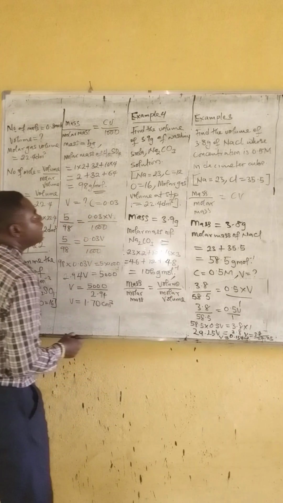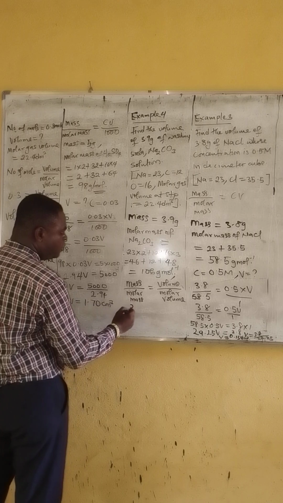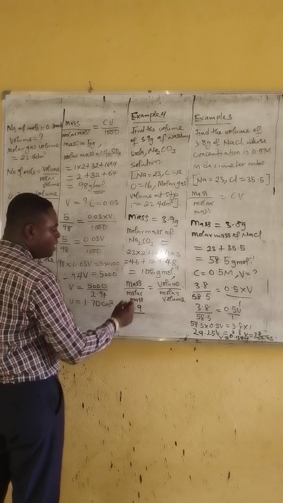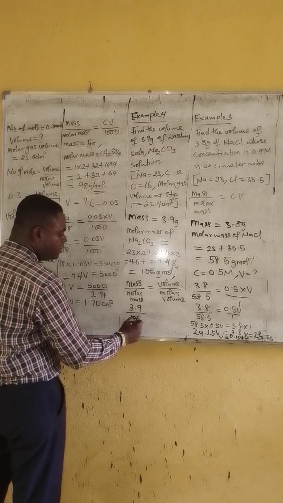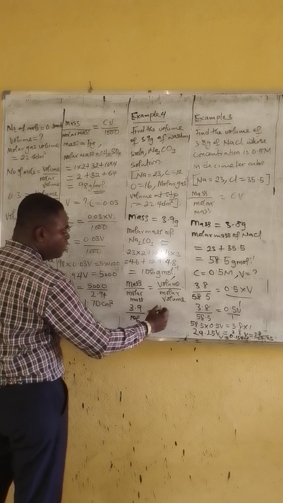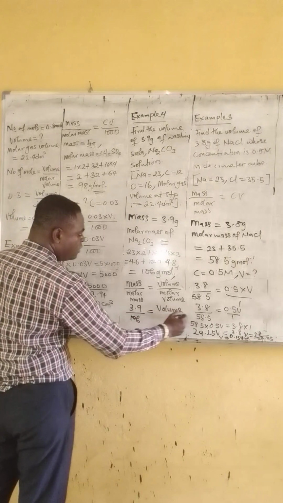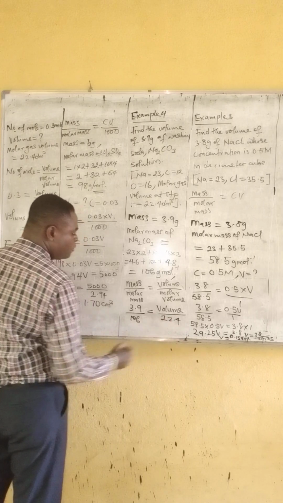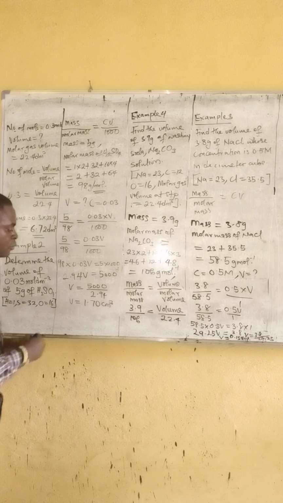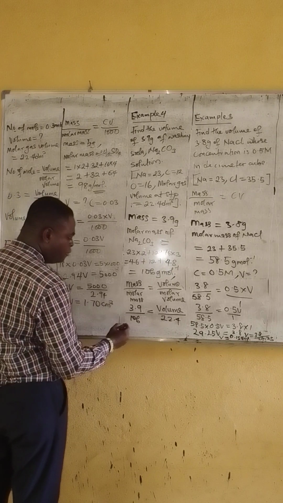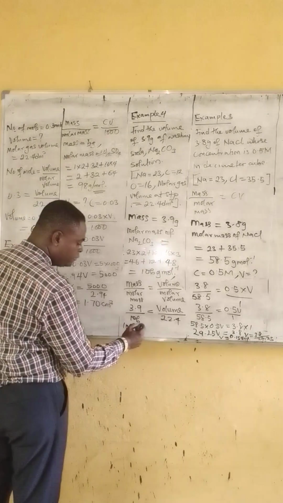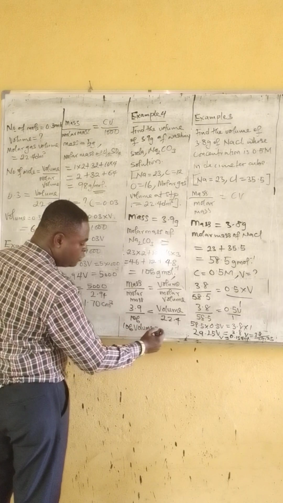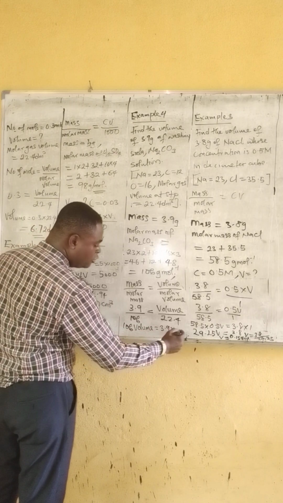Now, any number carrying gram at the back, that's 3.9, over the molar mass, which is 106, equals the volume that you are looking for. You don't know it, so write it like that. The molar volume has been given to be 22.4 dm3. And the work is done. You can cross multiply: 106 times volume becomes 106 volume, equals 3.9 times 22.4.